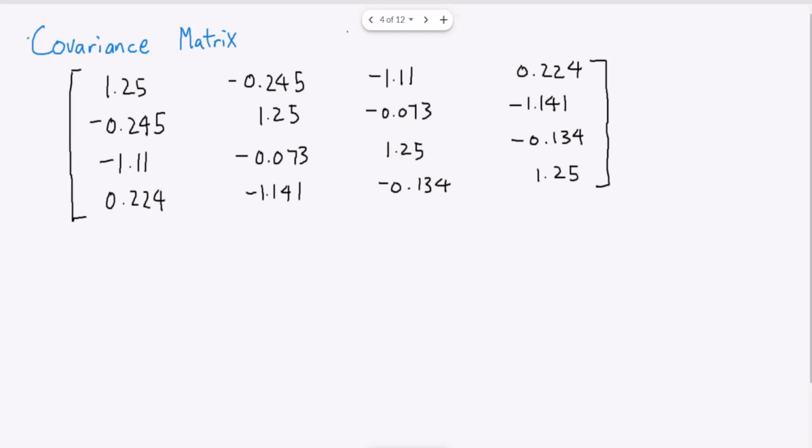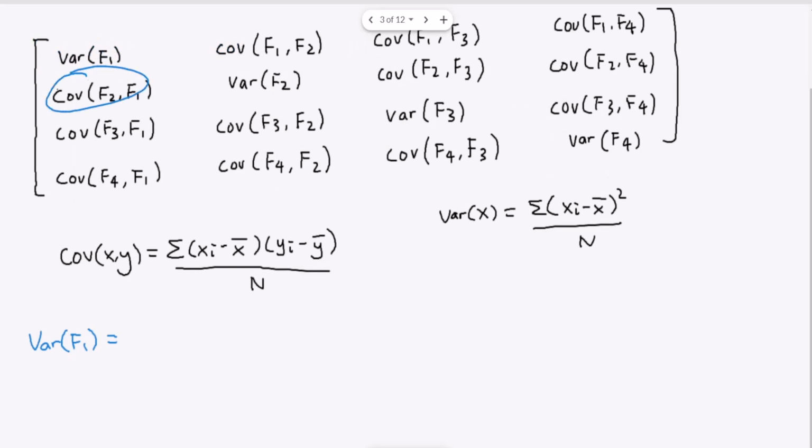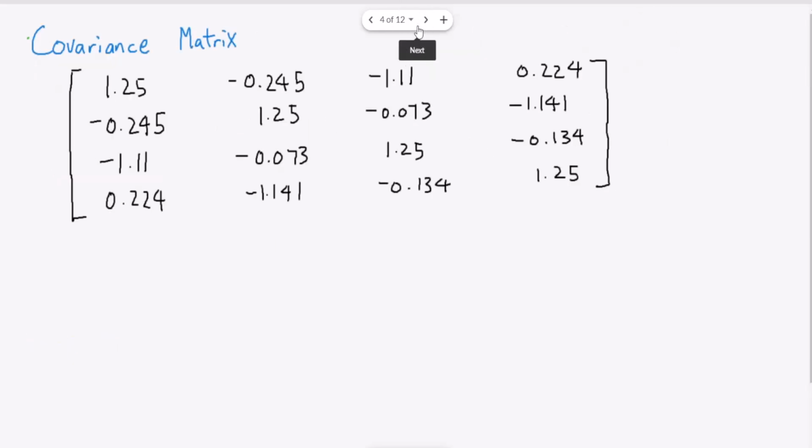And so each of these tells us the relationship between F2 and F1, F3 and F1, F4 and F1, and so forth. All right, so what is the next step? The next step is calculating the eigenvalues and the eigenvectors of this matrix.